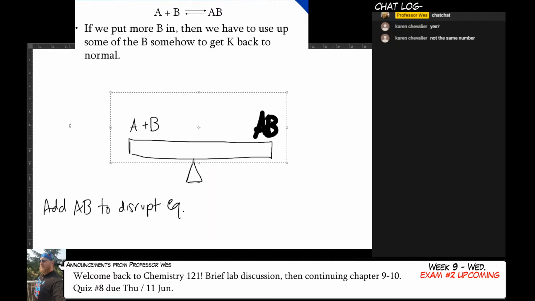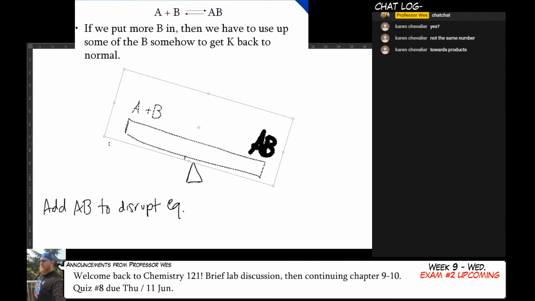So which way is this going to tilt based on me ruining equilibrium? Is it going to tilt towards the reactants or towards the products? So which way will it tilt? Good, it's going to tilt towards products. So there's our equilibrium right now. All right, I guess I do have to apply that.